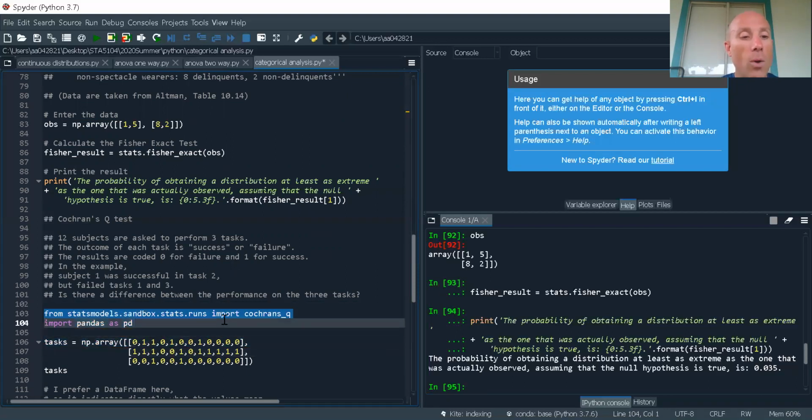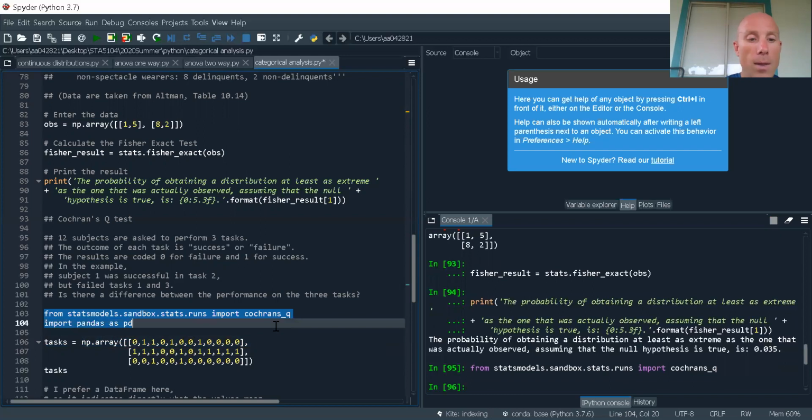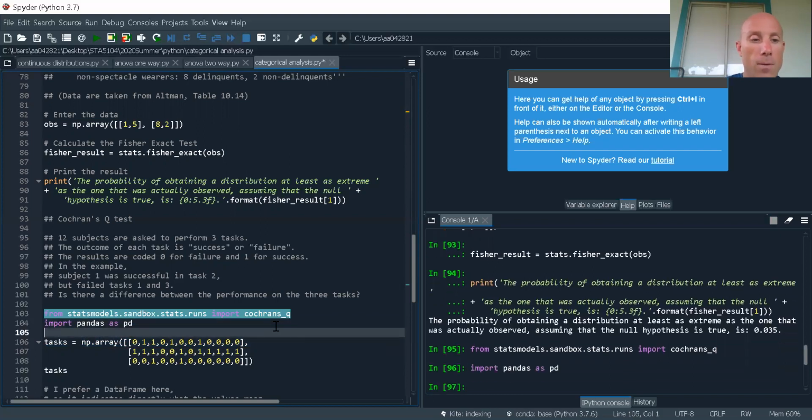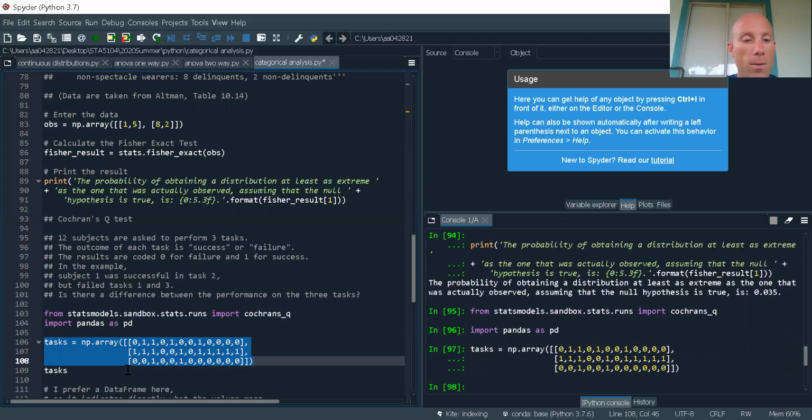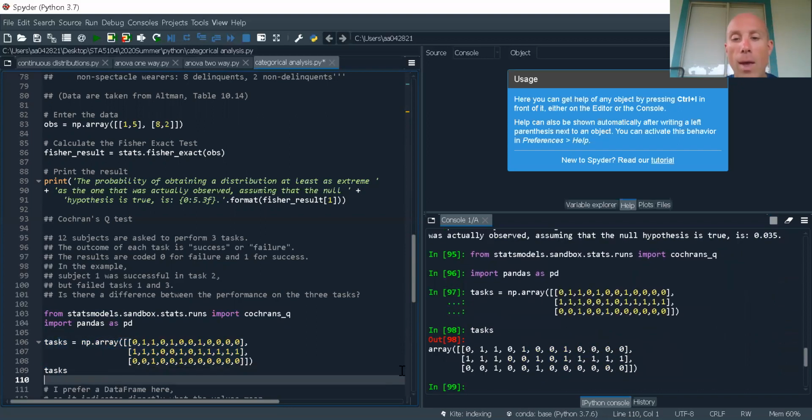All right, so what we're going to do is take statsmodels, sandbox, stats, run, and we're going to import Cochran Q. And now we're going to get pandas. So now let's go ahead and generate our measurements. Here there are 3 tasks that each subject is measured on, and each subject corresponds to a different column. There's 12 different subjects.